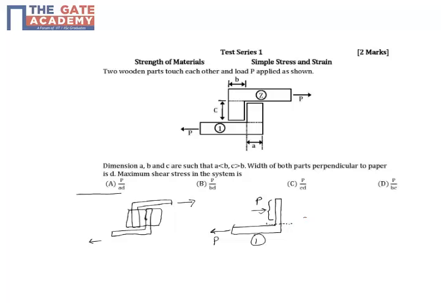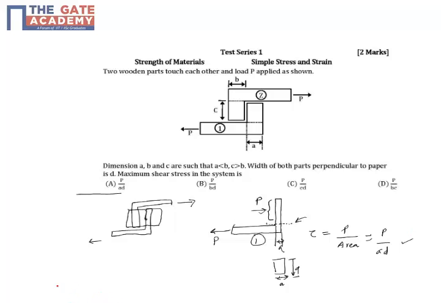So in this section the shear force is P, the load, divided by the area. Area is the area of cross section. This width, we know, is A. If you take a section here, this width is A, and the perpendicular depth everywhere is D. So the area of cross section is A times D. So P by AD is the maximum shear stress in part 1.